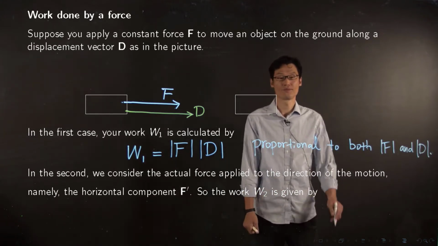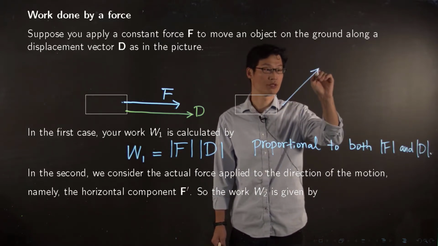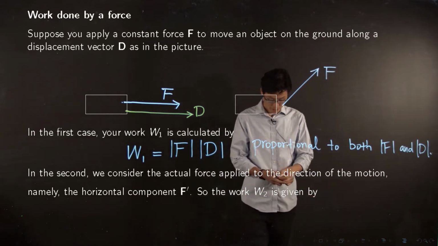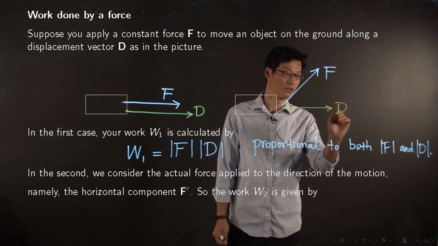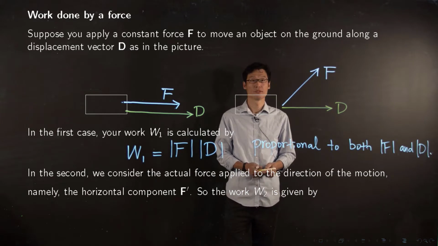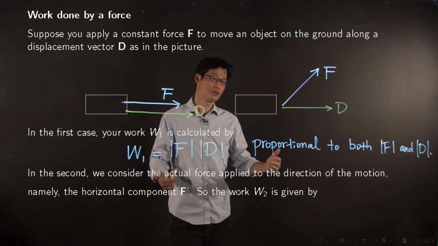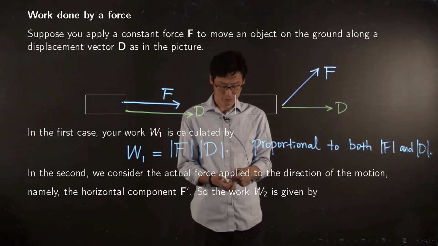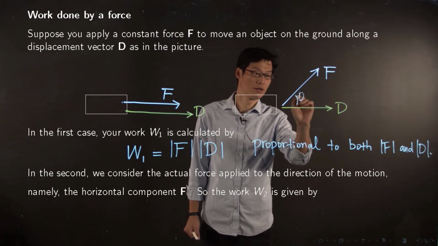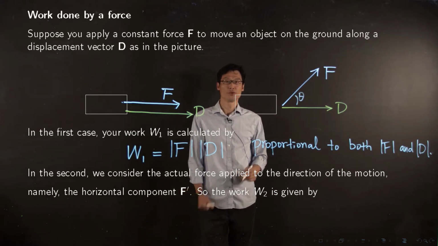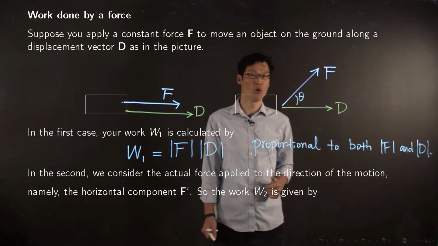For the second case, here you're applying force like this, and your object will move along displacement vector D, like this. So in this case, this force has a different direction. So we have some angle between the two. Say the angle is theta. So in the second case, we need to consider the actual force applied in the direction of this motion.